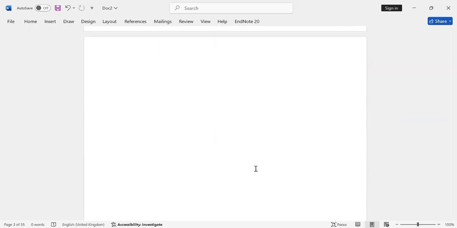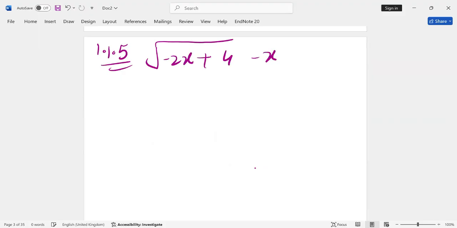Now the last one, 1.1.5: the square root of minus 2x plus 4, minus x, equals 2. This is a radical equation. The key is to isolate the square root on one side before squaring on both sides. This will eliminate the radical.